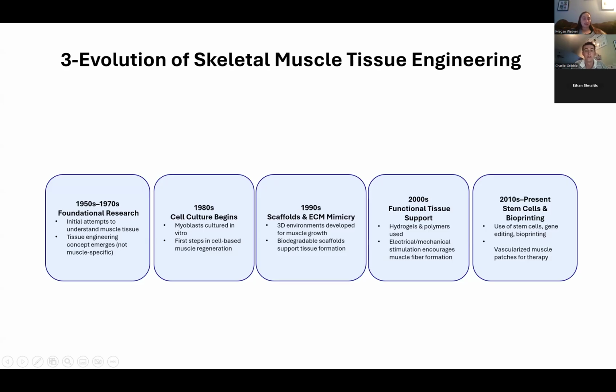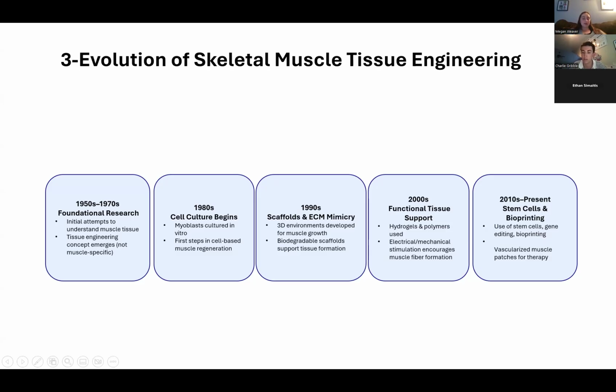Finally, we reach the 2010s, the present day, where SMTE has become an incredibly dynamic and multidisciplinary field. The focus has expanded beyond just growing muscle fibers to developing more complex, functional muscle tissue constructs. Current research incorporates stem cell therapy, where stem cells are used as a versatile cell source, as well as gene editing techniques like CRISPR to enhance tissue properties or correct genetic defects. Also, bioprinting, which allows researchers to print muscle tissues in highly organized structures.